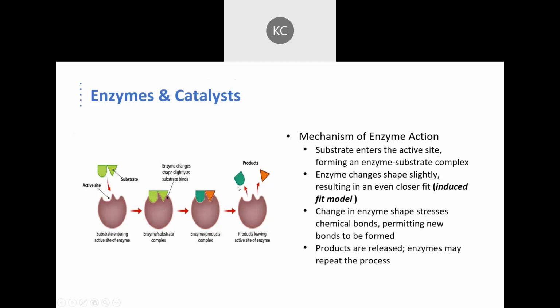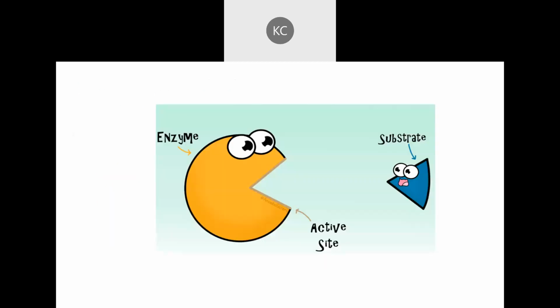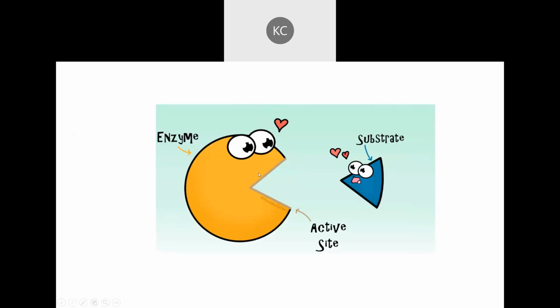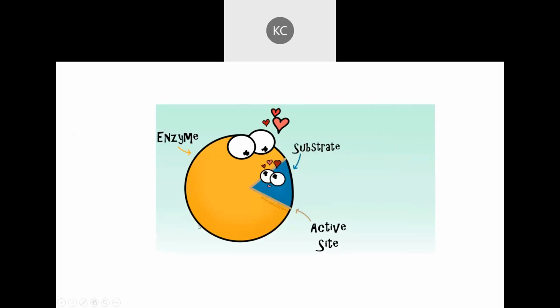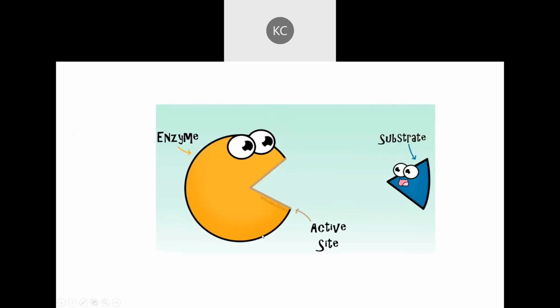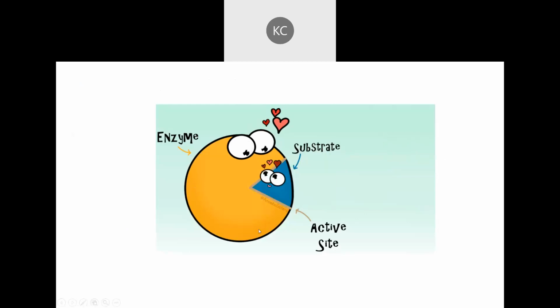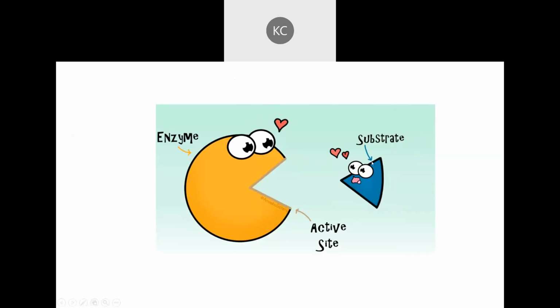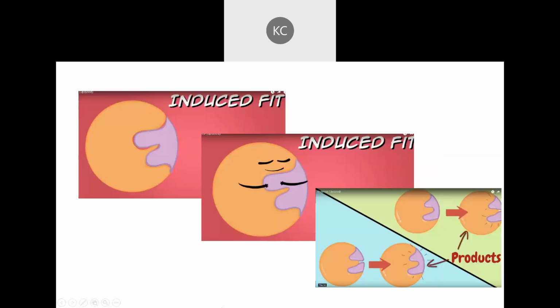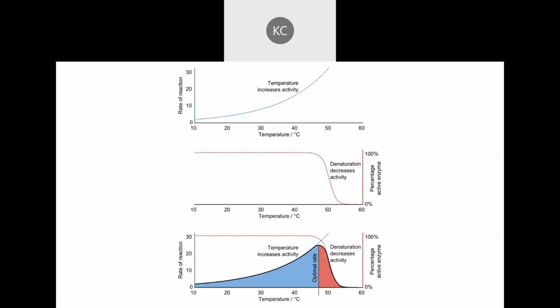And in this case, it's breaking this thing down, so it's releasing two new products into the cell or into the blood or wherever it may be. So you have a substrate come in and it binds very nicely with an enzyme. This is an oversimplified schematic and example here, but it is a nice illustration of what the enzyme is, where the active site is, and how the substrate comes in and fits. And then here are some videos on induced fit.